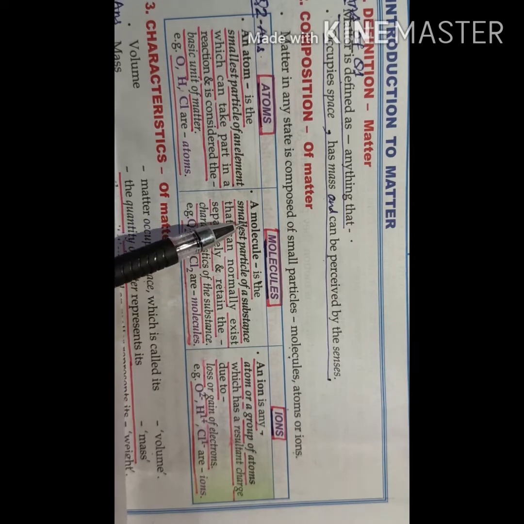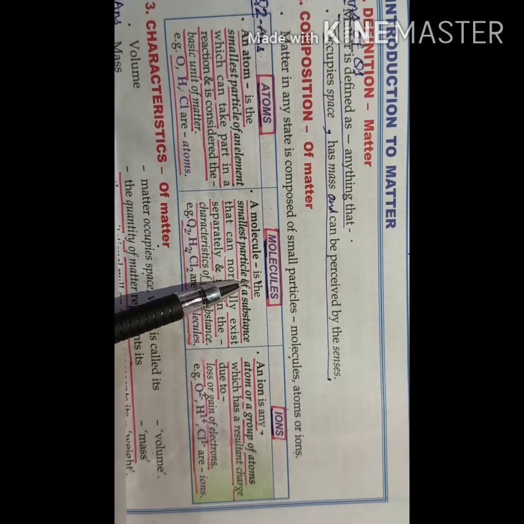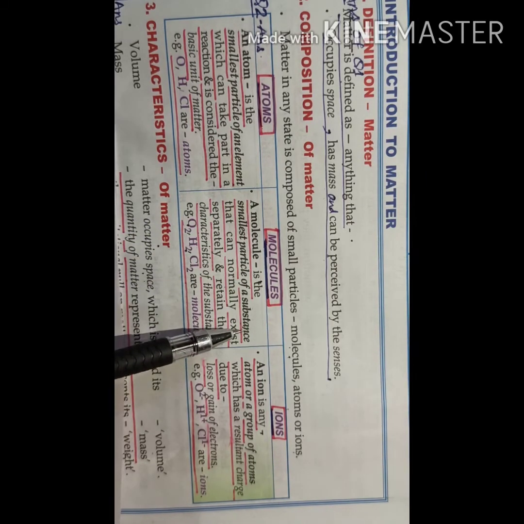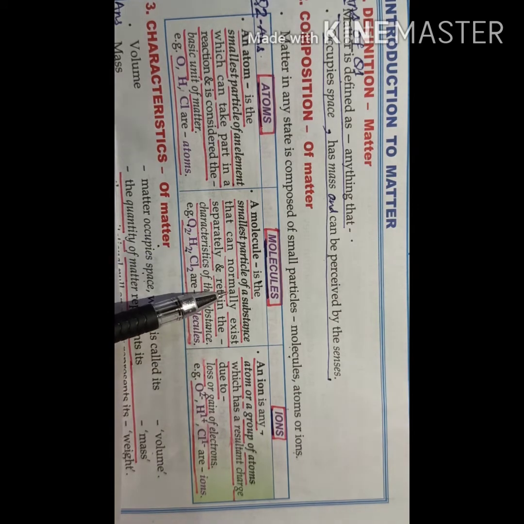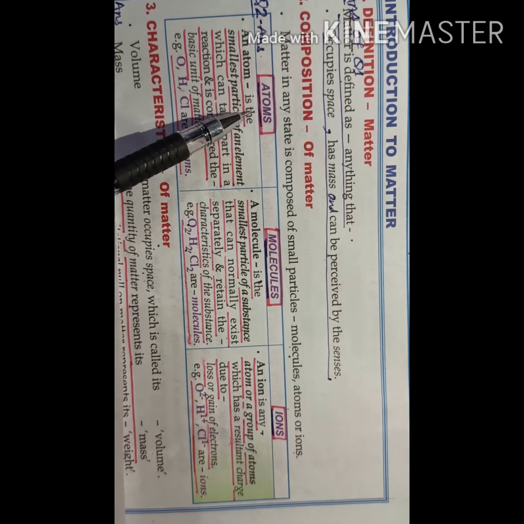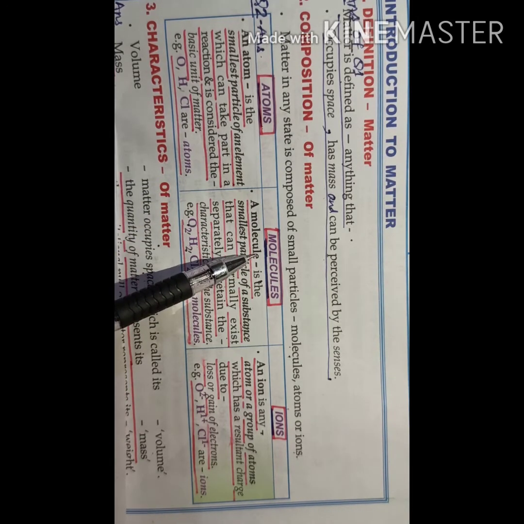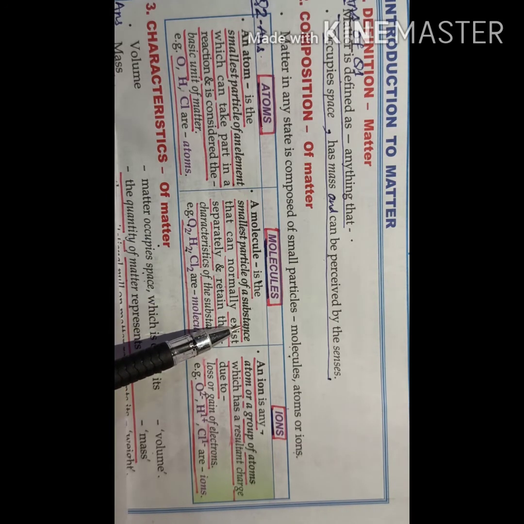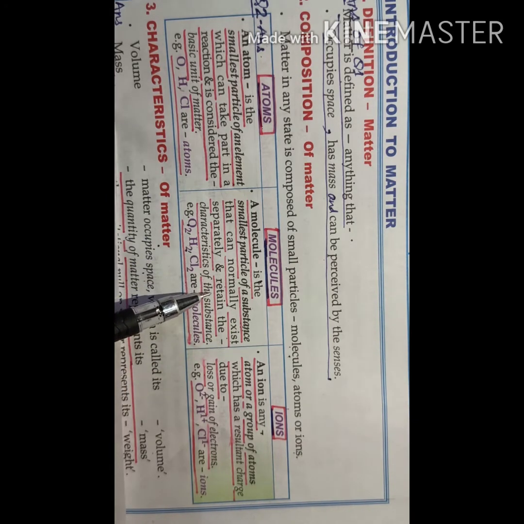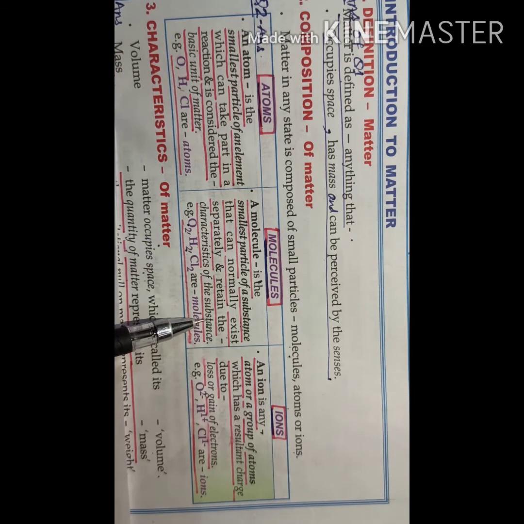Now what is a molecule? A molecule is the smallest particle of a substance that can normally exist separately and retain the characteristics of the substance. Children, just remember, an atom is the smallest particle of an element, while a molecule is the smallest particle of a substance which can retain the characteristics of the substance.